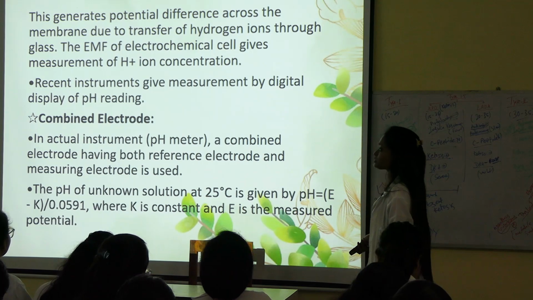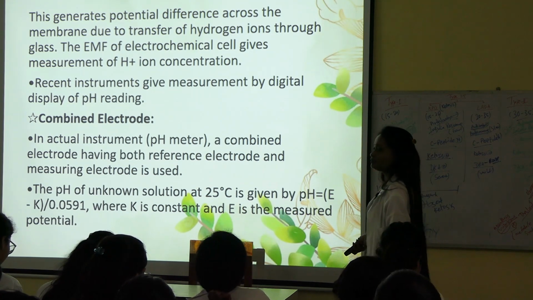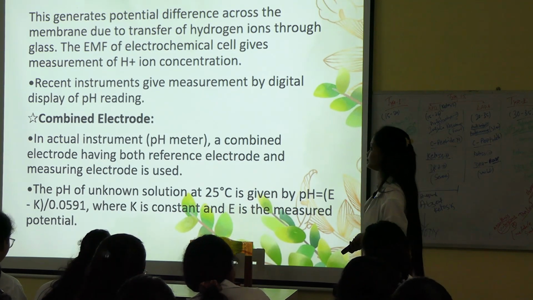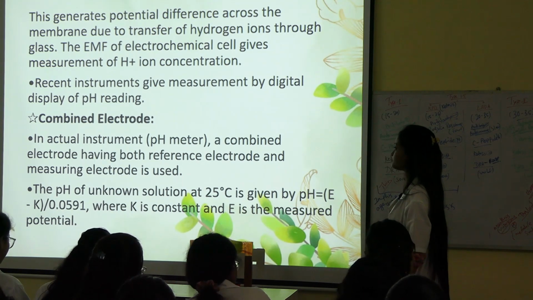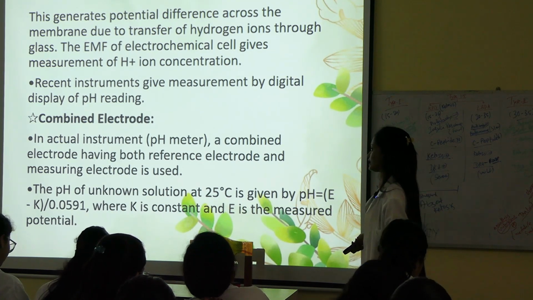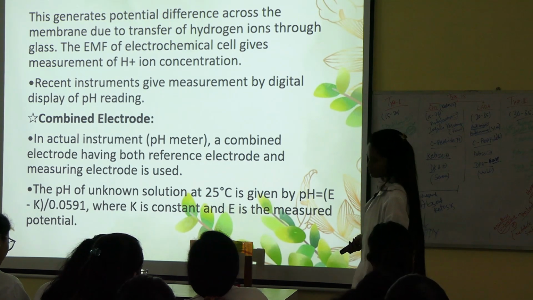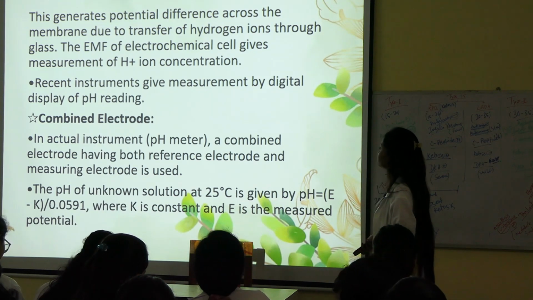The next one is the combined electrode, which is actually seen in our pH meter instrument. In the actual pH meter, a combined electrode is seen. A combined electrode having both a reference electrode and a measuring electrode is used. The reference electrode is the calomel electrode and the measuring electrode is the glass electrode.